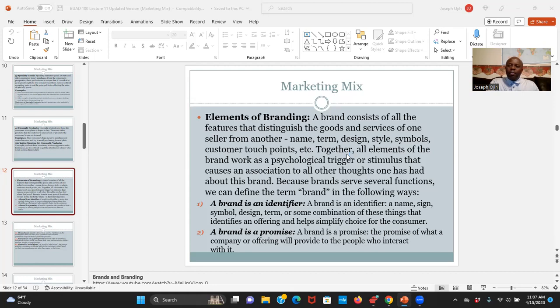So at this point, again, let me restate the definition of a brand. When we say branding, we are referring to all the features that distinguish the goods or services of one seller from another. Things like the name, theme, design, style, symbols, customer touch points, and so on. And don't get me wrong, people that buy a particular brand have a reason for that. The company that sells those brands spent years to promote that product or service and improve on it. At a point now, they become known, that brand.